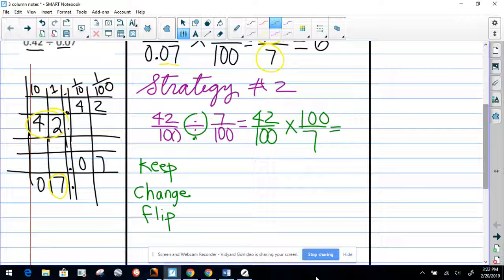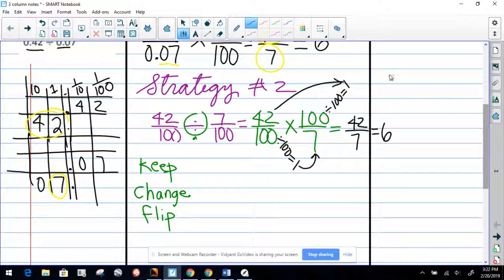Okay? Again, we're going to simplify this by dividing this by 100. So this is divided by 100, which equals 1. And this is divided by 100, which equals 1. So now you say 42 times 1 equals 42. And 1 times 7 equals 7. And as you can see, the answer is going to be the same. So remember to write this on the answer side. 4200 divided by 700 equals 6.